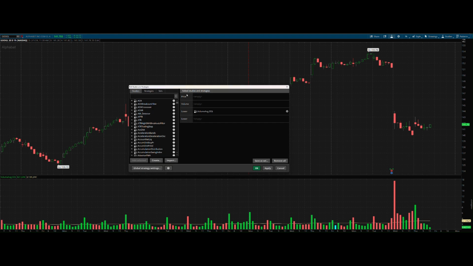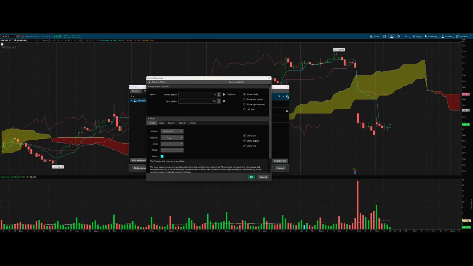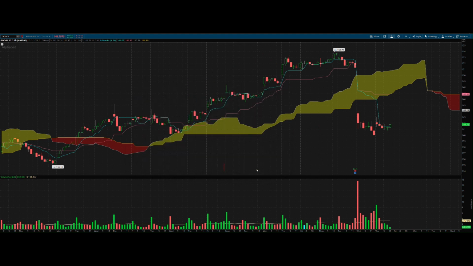Let's go and add Ichimoku. That is how it looks. We are not going to use Chiku, so I'm taking it off. Now you can see this is a cloud. Red cloud, yellow cloud.